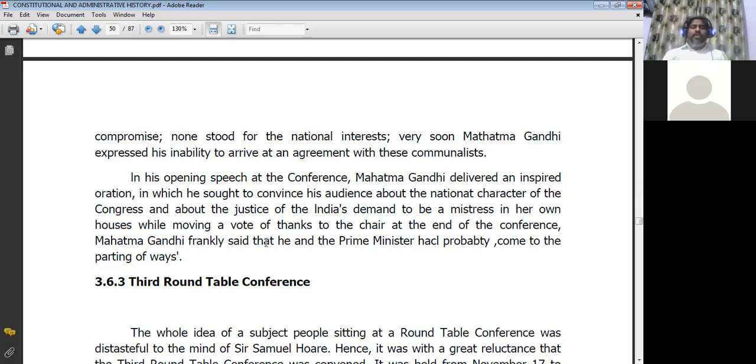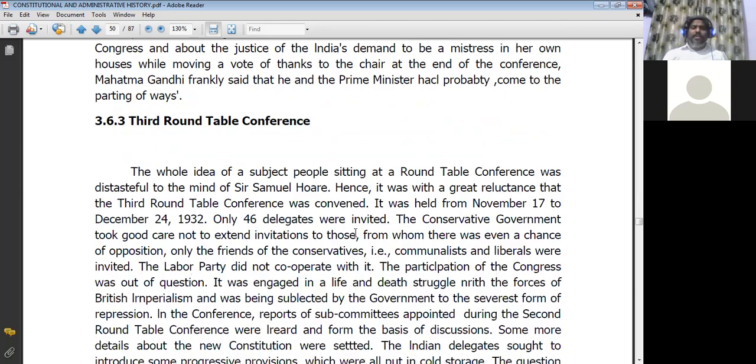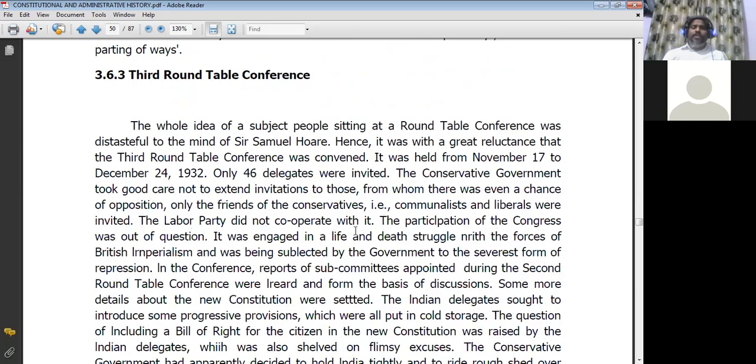Okay. So after that, the third roundtable conference took place. The whole idea of subject people sitting at a roundtable conference was a dissatisfaction to the mind of Sir Samuel Hoare, and hence it was with great reluctance that the third roundtable conference was convened, and it was held from November 17th to December 24, 1932. Only 42 delegates were invited.